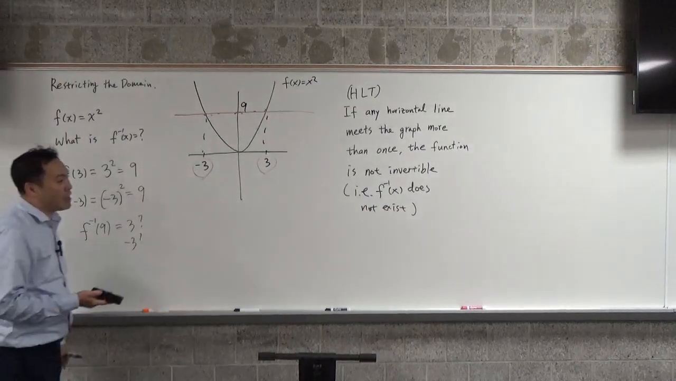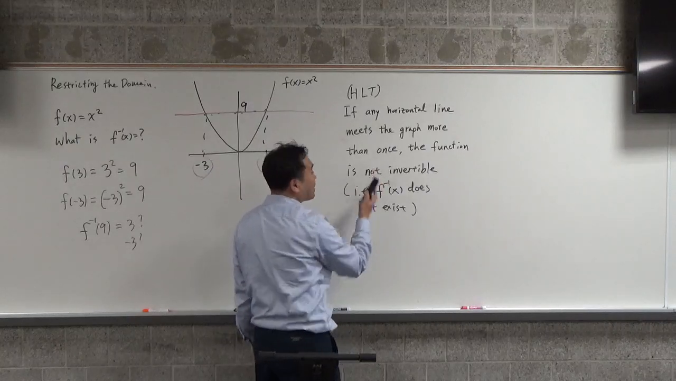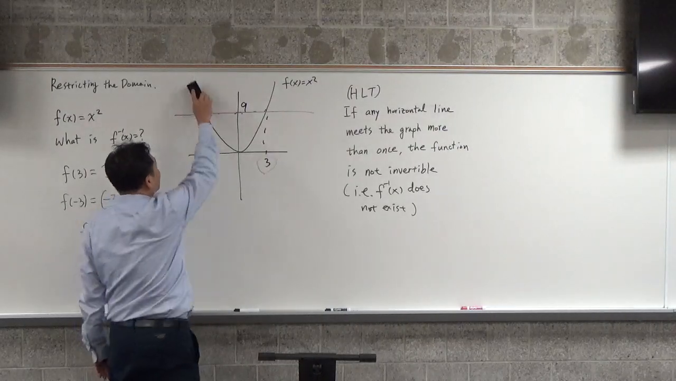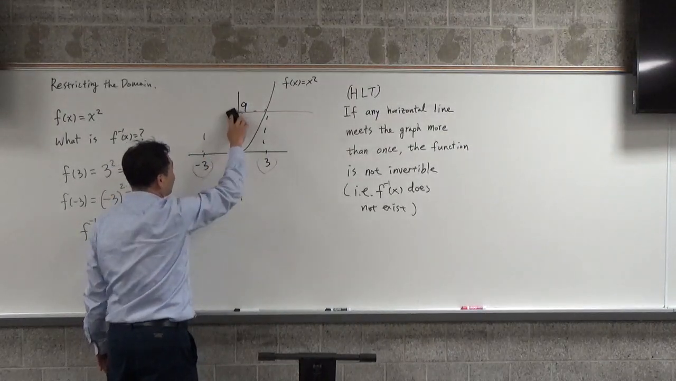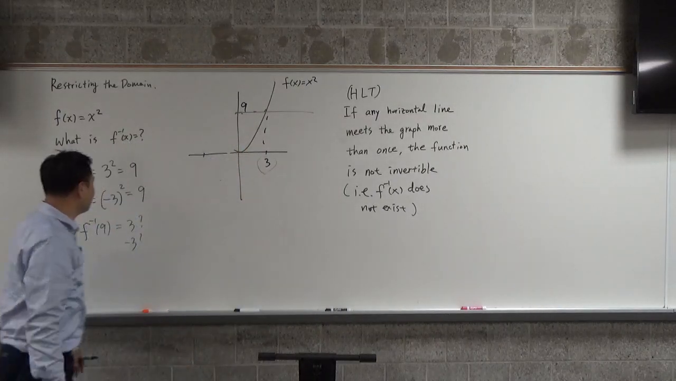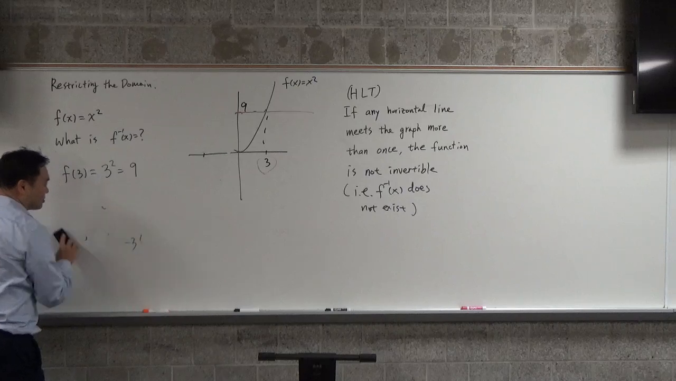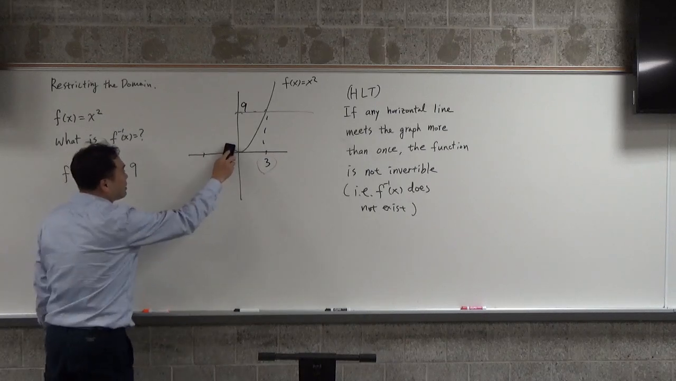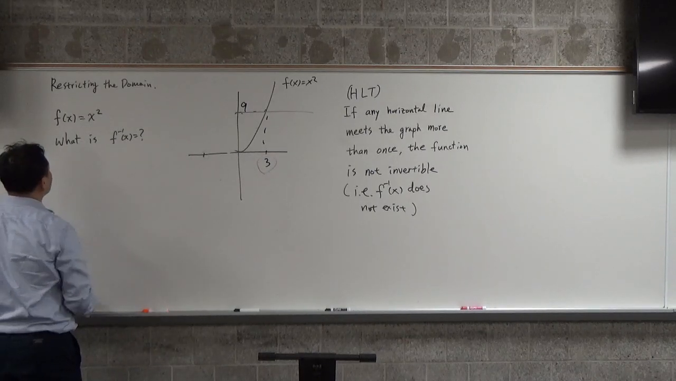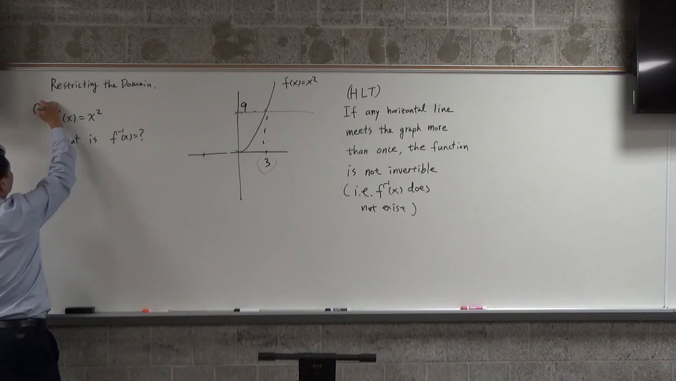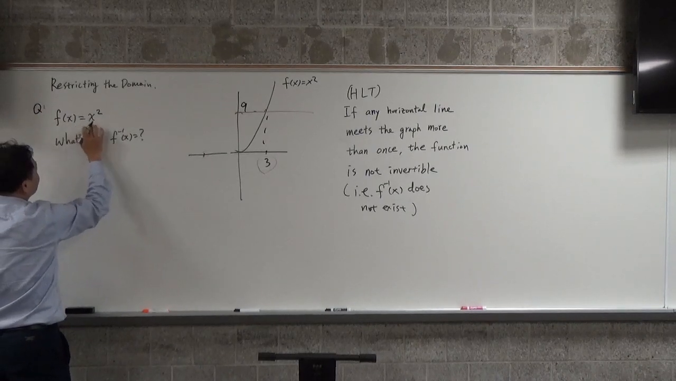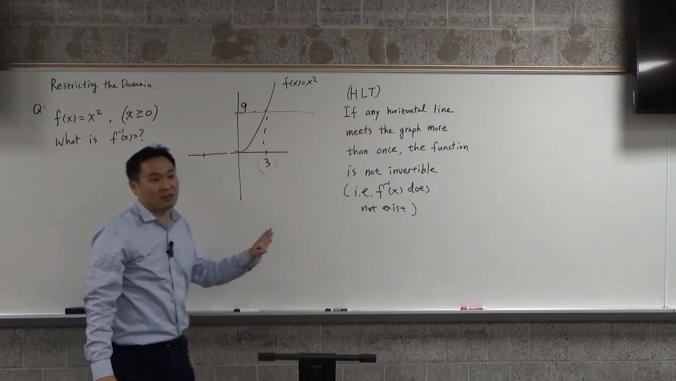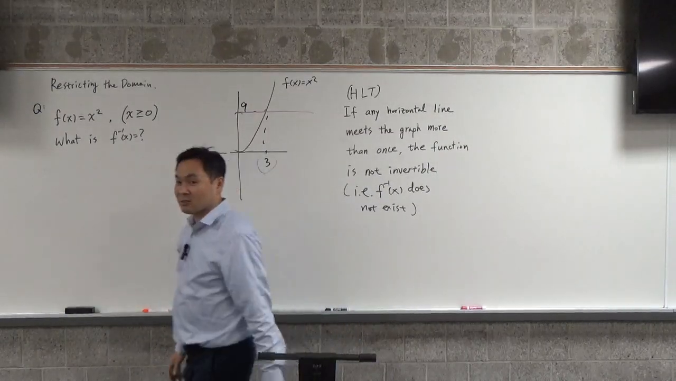So the way you can make a non-invertible function which doesn't pass the horizontal line test actually pass the test is to restrict the domain. You say, we're not going to allow negatives. No. Okay. So in other words, we're going to change the question. The new question is, if f of x is x squared with x being 0 or positive, okay, you don't allow negatives, then what is f inverse of x?